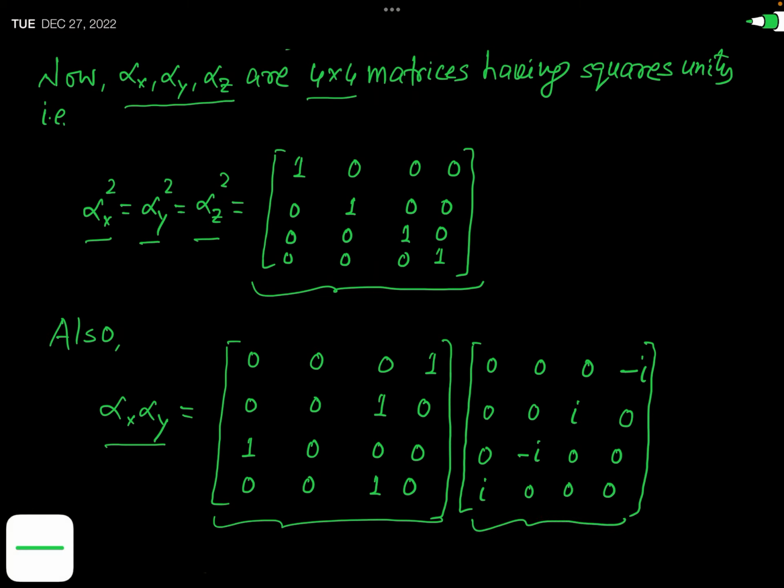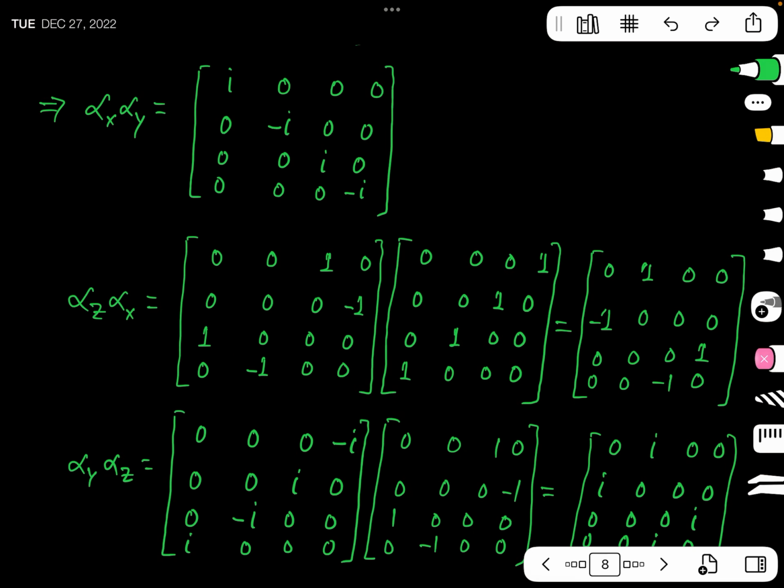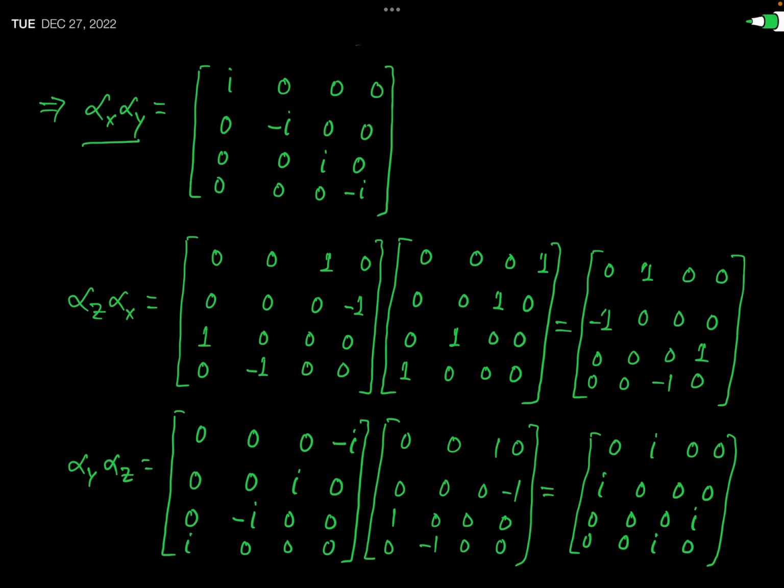When you multiply these two matrices, what will be your result? As you know how to find the matrix product very well, I am not giving the process here. You can do it; that would just be a time-killing process. So alpha x alpha y, after multiplication of those two matrices, you will get this. This is also a 4 by 4 matrix: I 0 0 0, 0 minus I 0 0, 0 0 I 0, 0 0 0 minus I.